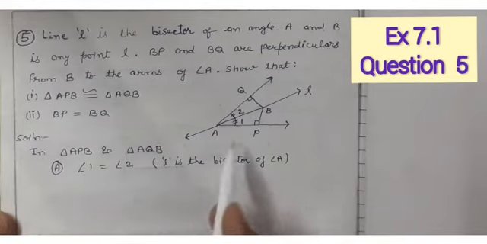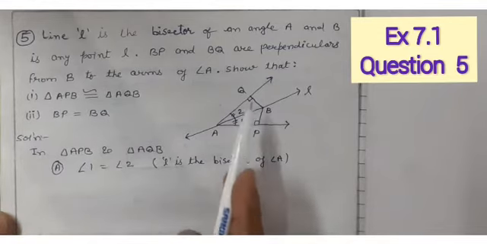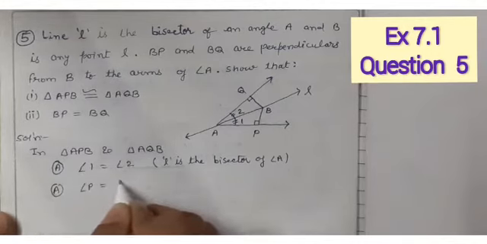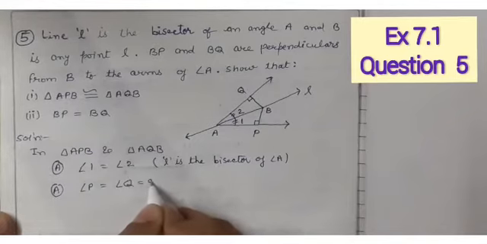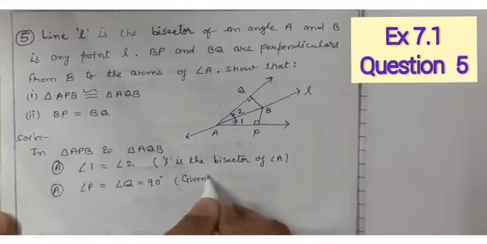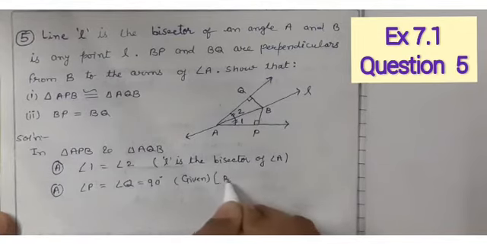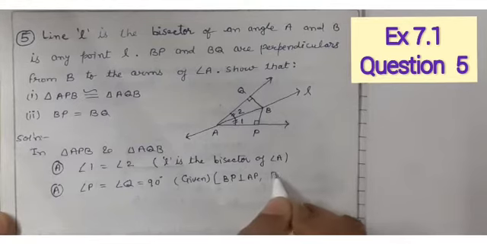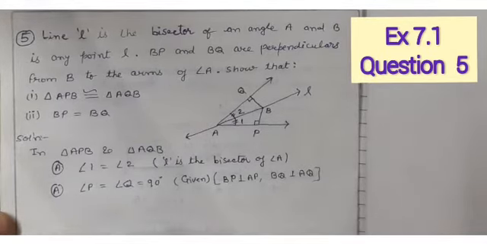Then we have given in the figure angle P equal to angle Q because both are perpendiculars. So I can write here angle P equal to angle Q, that is equal to 90 degrees, and it is given in the question because BP is perpendicular to AP and BQ is perpendicular to AQ.